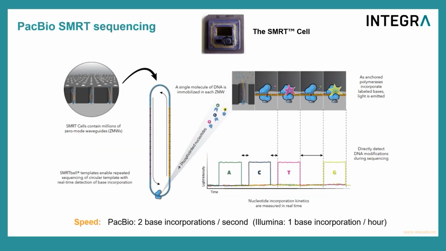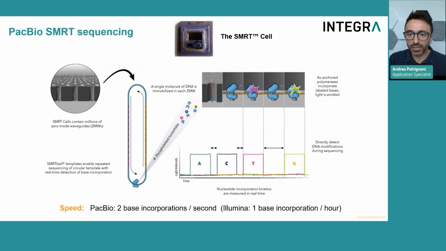PacBio technology sequences DNA by recording fluorescence light emission while the DNA polymerase is replicating the DNA library. The sequencing reaction occurs on the PacBio SMRT Cell, which is made of 24 million nanoholes, named zero-mode waveguides. Each hole has a diameter of 100 nanometers and hosts only a single molecule of DNA. Hence, PacBio sequencing is also defined as single molecule sequencing. Every time a nucleotide is incorporated into a DNA strand, a flash of light is produced, and the base call is recorded. This process enables highly accurate and real-time sequencing of DNA molecules.